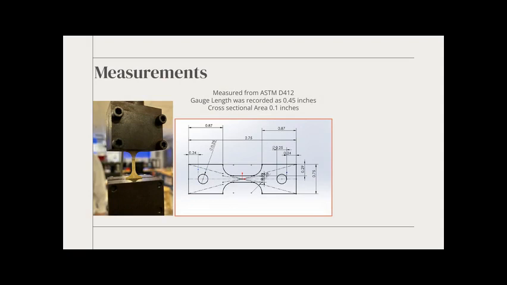For the samples, we used the dog bones we used in 201 as a reference to create dog bones in SolidWorks. The gauge length was recorded at 0.45 inches with a cross-sectional area of 0.1 inches.